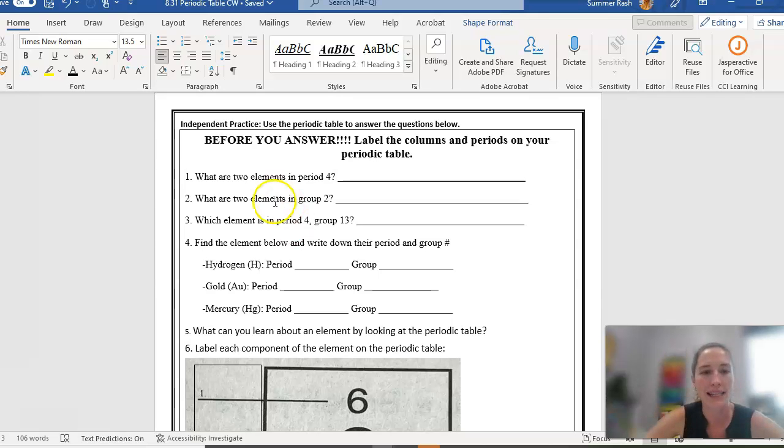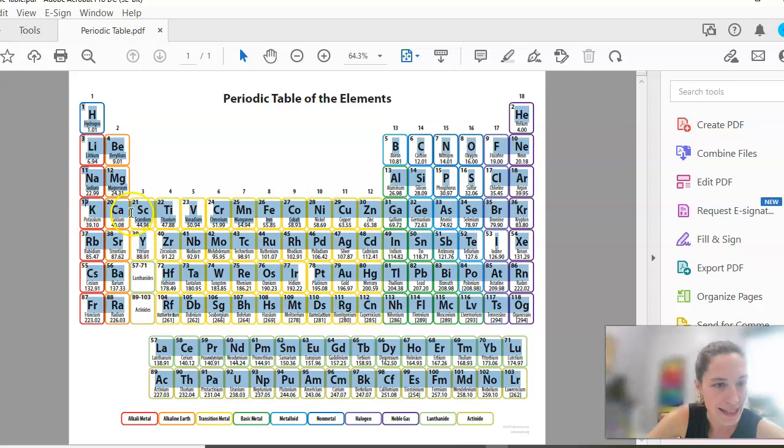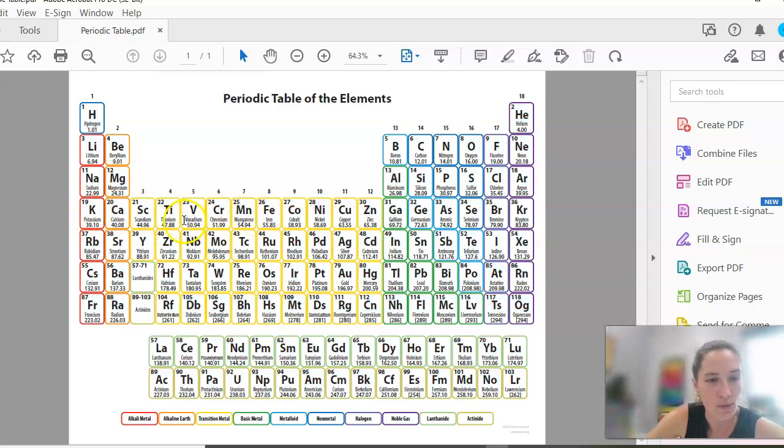So for number 1, it says, what are 2 elements in period 4? In order to figure this out, I'm going to need to go back to my periodic table. According to my notes, the periods are the rows that go from left to right. So these are my periods. Here's period 1 going across, period 2, period 3, and period 4. So all of these elements, 19, 20, 21, 22, 23, this whole row of elements are all in period 4.